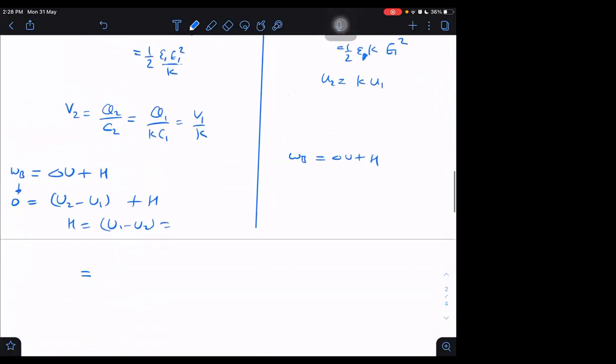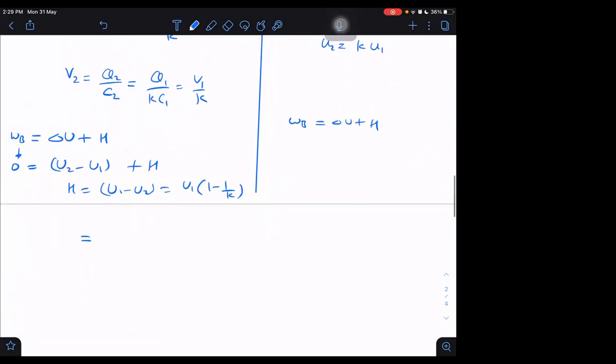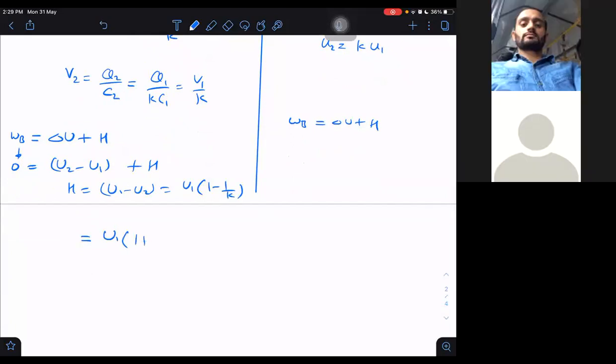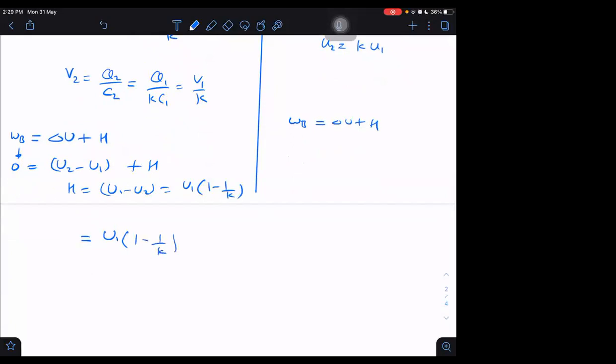U1 by k. Now U1 into (1 minus 1 by k). That is equal to the heat energy produced.